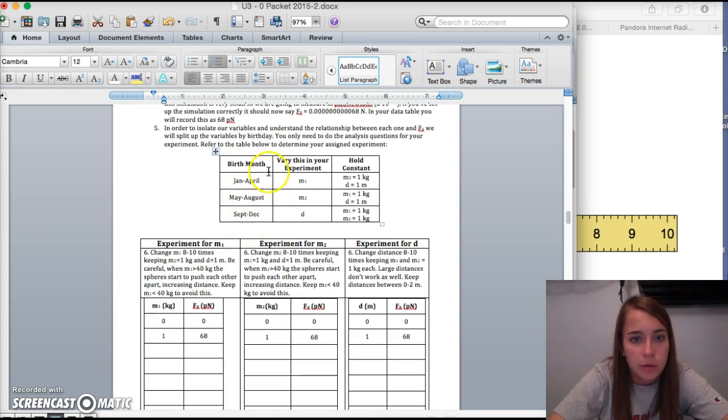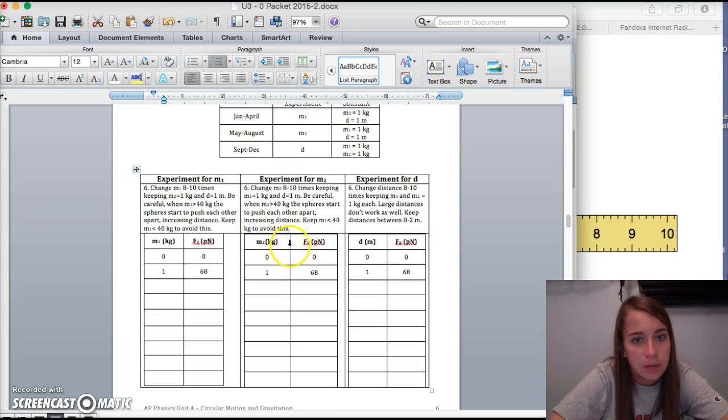Now, depending on your birth month, you're going to vary a different variable. You might be doing mass 1, mass 2, or distance. I've set up some columns for you right here so you can start putting your data in. I put 0, 0 for all of us because if there's 0 mass or 0 distance, there's going to be 0 gravitational force. Then I put 1 and 68 piconewtons in there as well because that's our starting point for all of them.